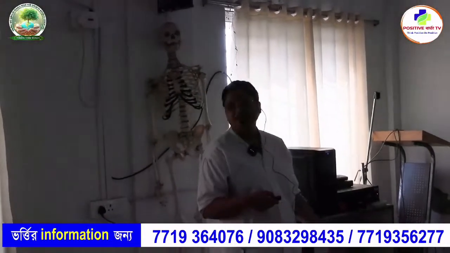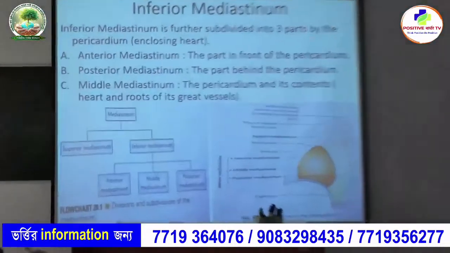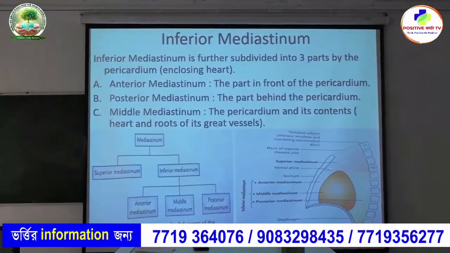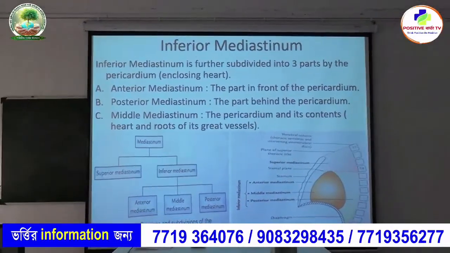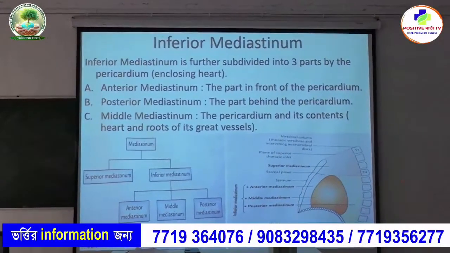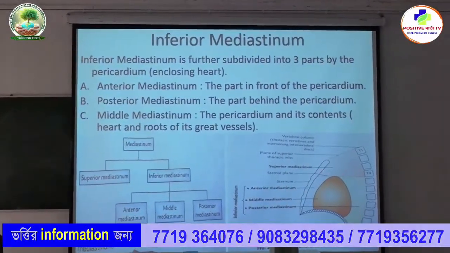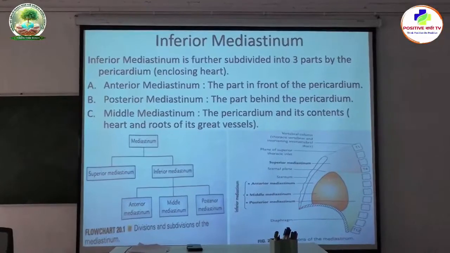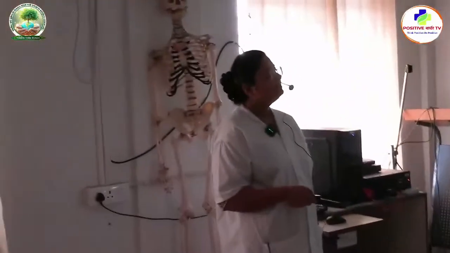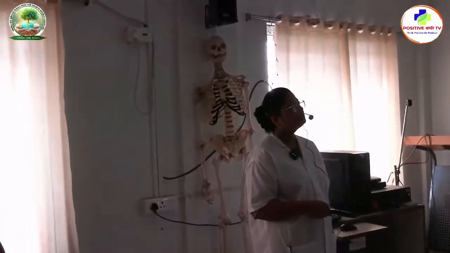Next, the inferior mediastinum is further subdivided into three parts by the pericardium enclosing the heart. See, this is pericardium enclosing the heart. It is dividing the inferior mediastinum into three parts. Anterior to it lies the anterior mediastinum, posterior to it is the posterior mediastinum, and the heart and the pericardium included within the middle mediastinum. So these are the three divisions of the inferior mediastinum.